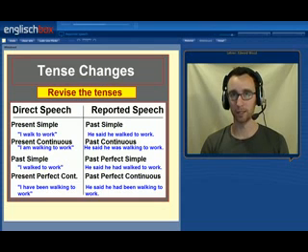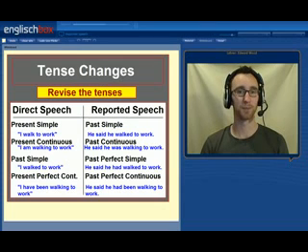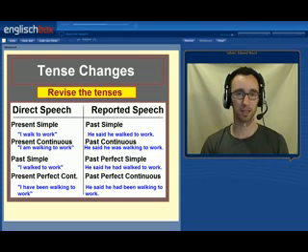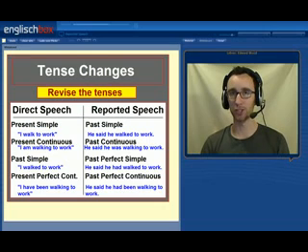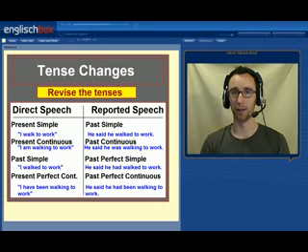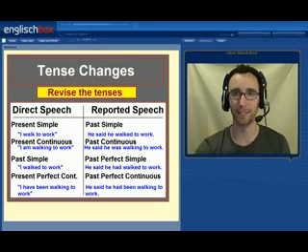Past simple in direct speech becomes past perfect simple in reported speech. I walked to work. He said he had walked to work. And the present perfect continuous becomes the past perfect continuous in reported speech. I have been walking to work. He said he had been walking to work. Now, as you may have noticed, you do need to know your tenses very well to be able to do the reported speech well. If you'd like to revise the tenses, then click on the link provided.